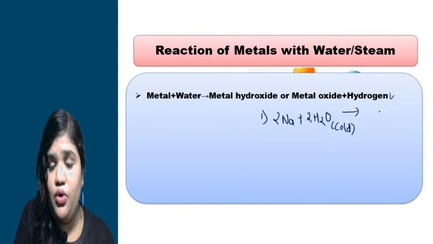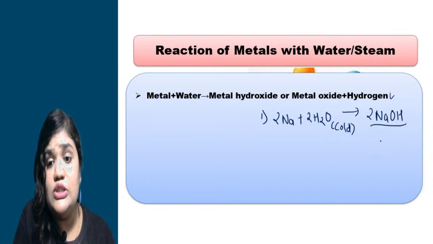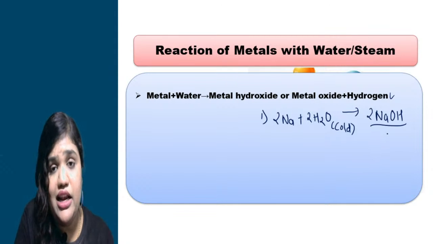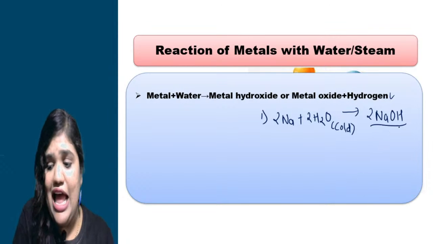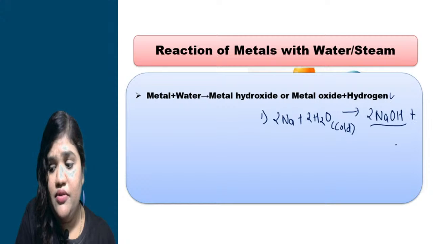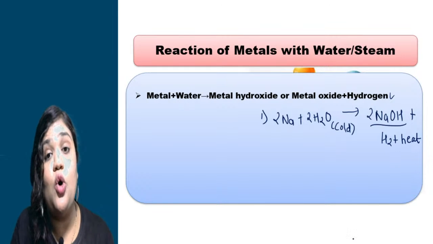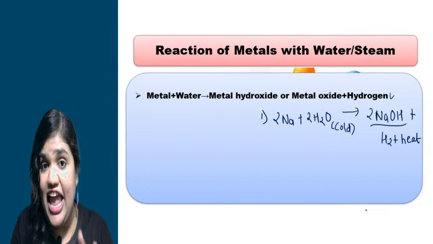So here we are going to get 2NaOH, which is nothing but sodium hydroxide, metal hydroxide everybody. This is metal hydroxide. What is the name? Sodium hydroxide. Along with that, hydrogen plus heat also evolved in this particular reaction.